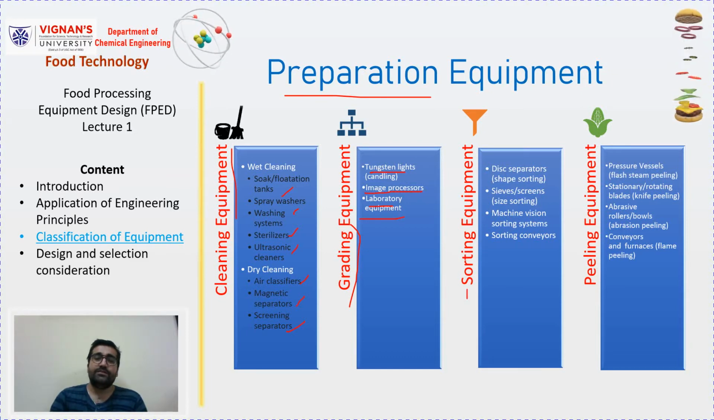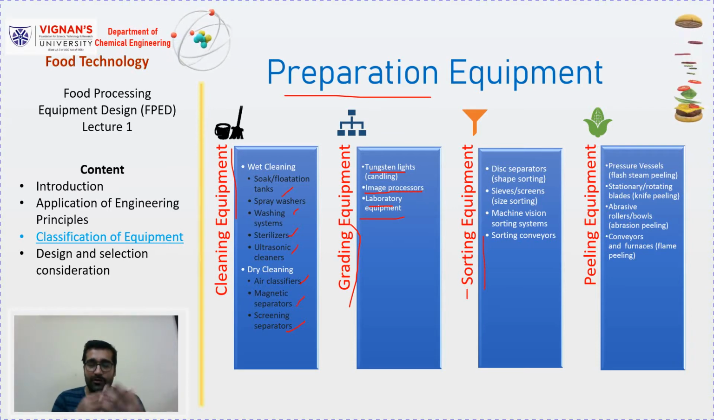Then comes the sorting equipment. Sorting equipments are the equipments with which, on the basis of shape, size, or physical properties, we sort the product. For example, equipments are disk separators, sieves, machine vision, and sorting conveyors.